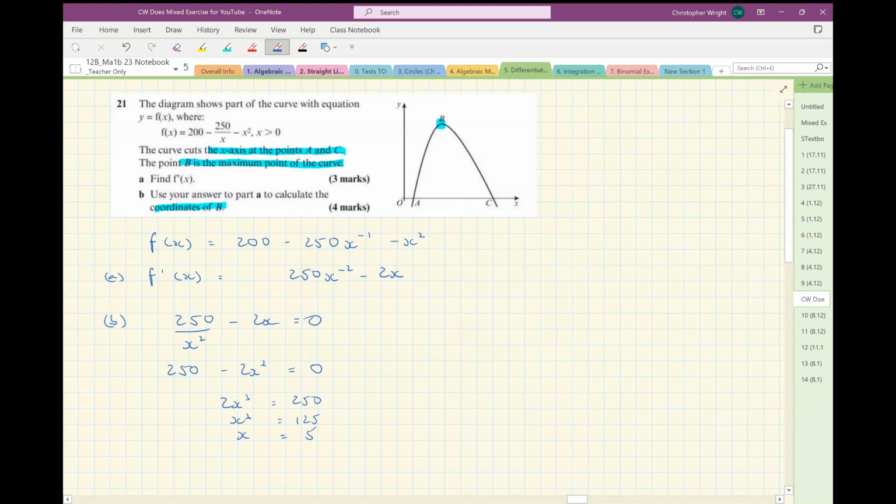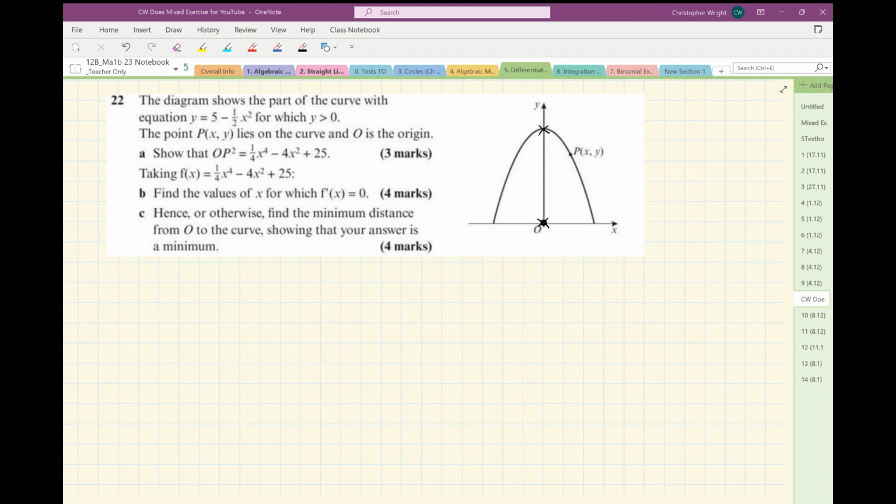Now I need to know the coordinates at that point. So I'm going to need to take x equals 5 and substitute that into my function, which is this one. So the value of that when x is 5 will be 200 minus 250 divided by 5, which is 50, minus 25, which is 125. So the coordinates of B are (5, 125).